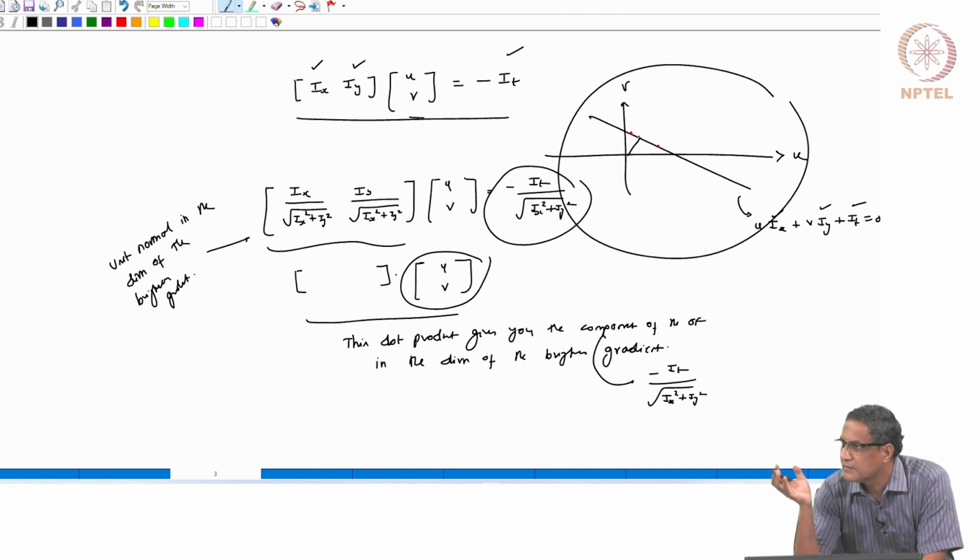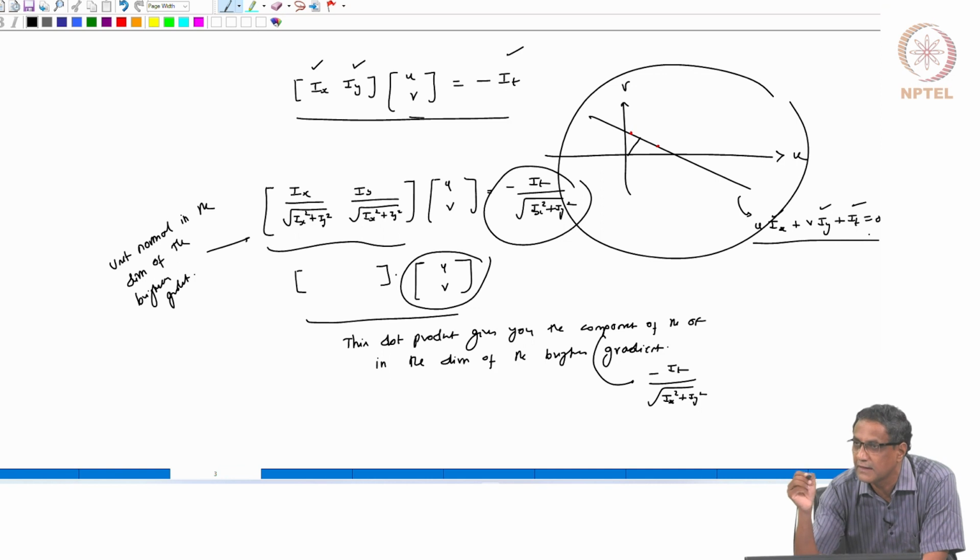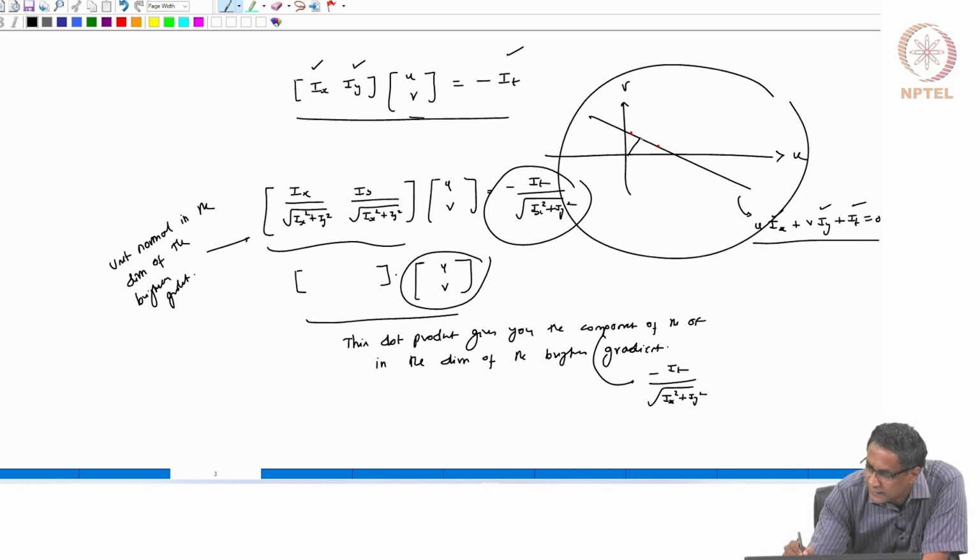If ax plus by plus c equal to 0 is your line, then the perpendicular distance from the origin to that line is mod c by root a square plus b square. That is exactly what this is. This is the equation of the line, and this is actually orthogonal, actually perpendicular.